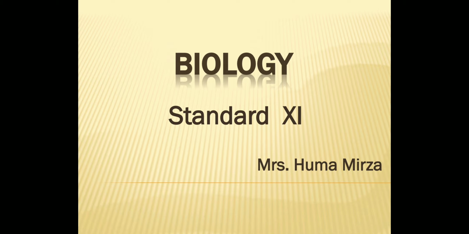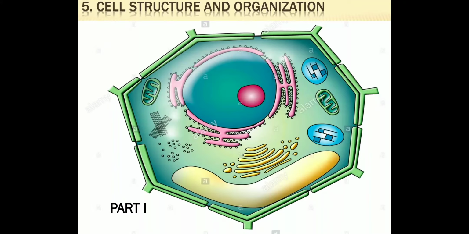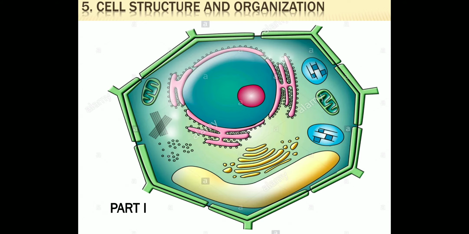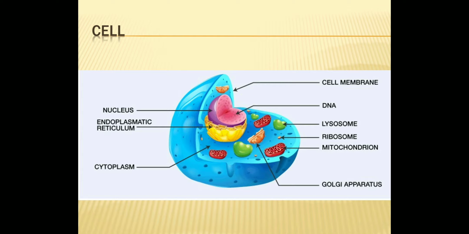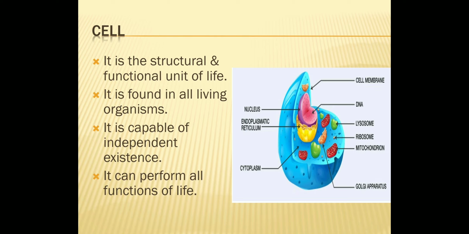Today, we are going to start with a new topic, that is Chapter 5, Cell Structure and Organization. Let's start with the introduction first. If we come to the introduction, what we have to study first is about the cell. How will you define a cell? Cell is the structural and functional unit of life, or you can say it is the basic unit of life.